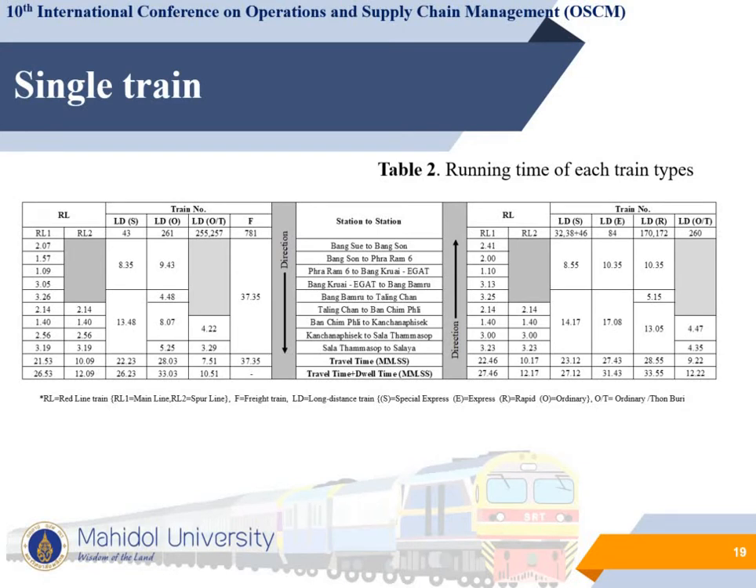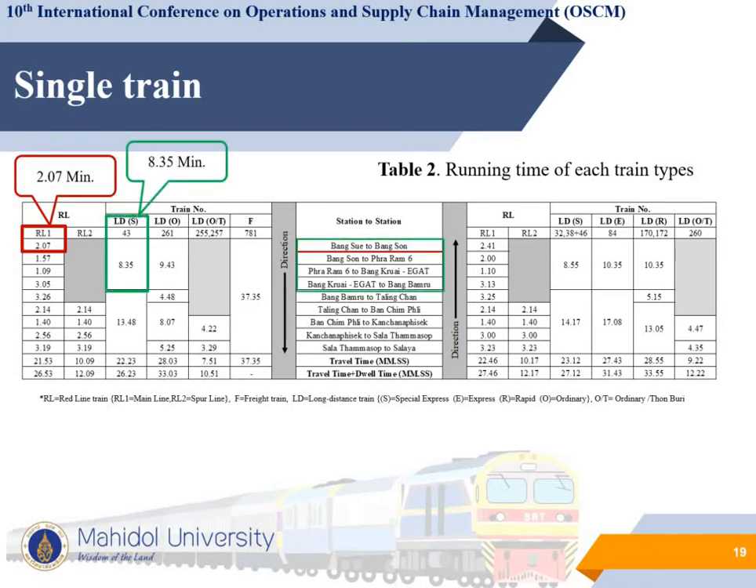Table 2 shows different running times for each train type because of different train speed, train load, and station stops. Example 1: RL1 takes 2.07 minutes as the running time from Bang Sue to Bang Son. Example 2: LD 10 number 43 has a running time of 8.35 minutes from Bang Sue to Bang Bamru.